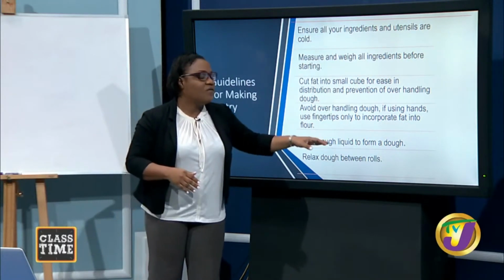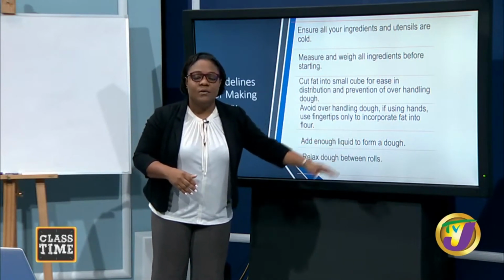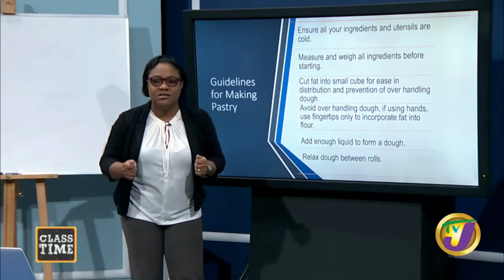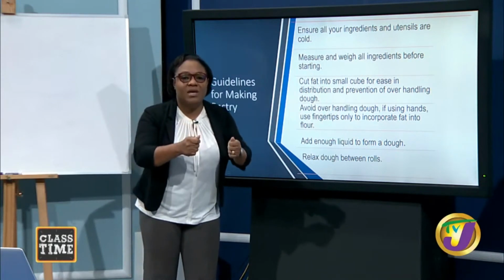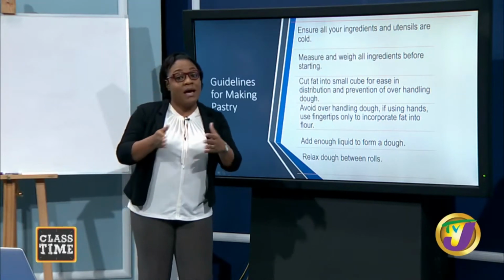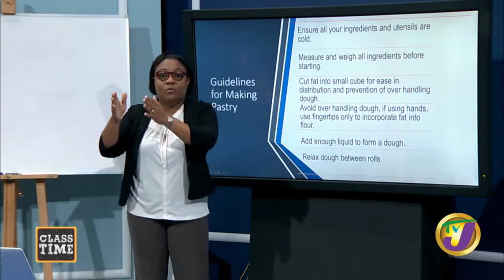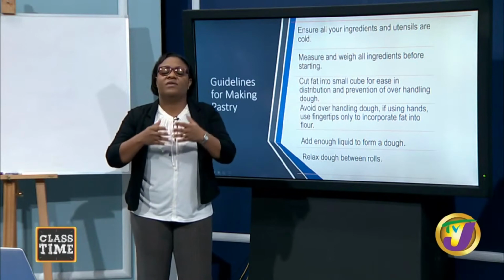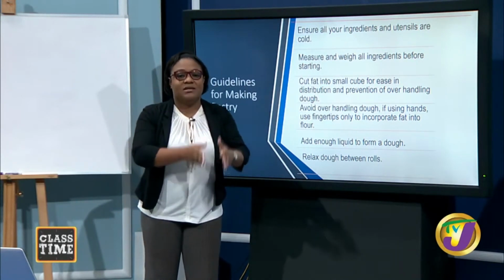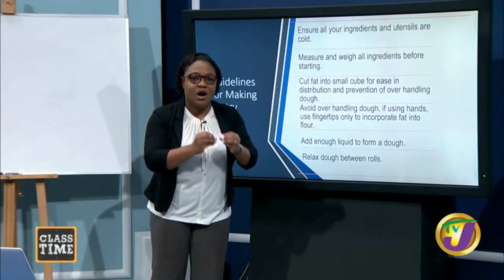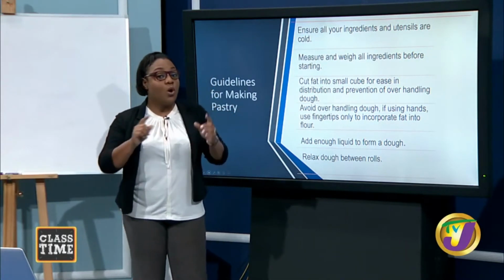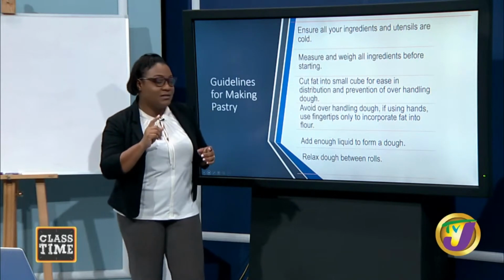You add enough liquid to form a dough. Do not add the liquid all at once. You add it in increments as is needed. Sometimes, with the liquid that comes with the recipe, you may not even need to use all of it if you have reached the desired texture of the dough. So you add it in increments, a tablespoon or a teaspoon at a time.